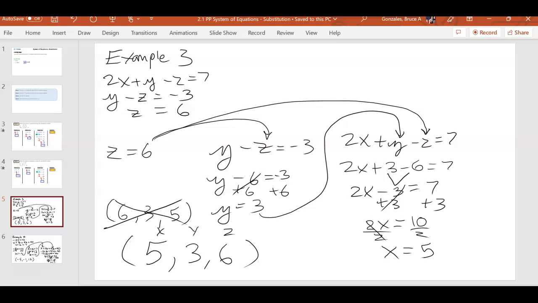But this is important. When I got these answers, z was 6, y is 3, x is 5. I'm not going to put 6, 3, 5 because that's not in alphabetical order. It's got to be x first, then y, then z. So note that's why I crossed this out right here. It's got to be 5, 3, 6: x, y, z. Right? Make sense?